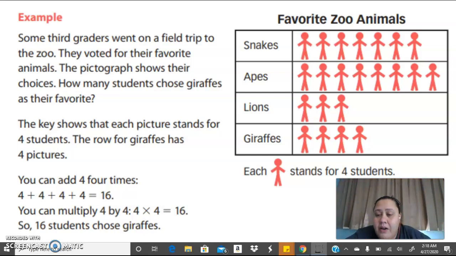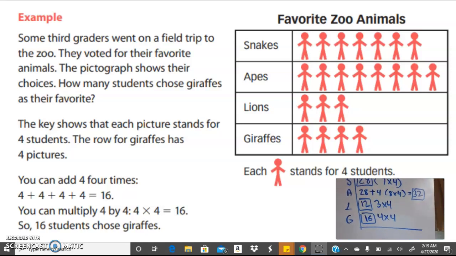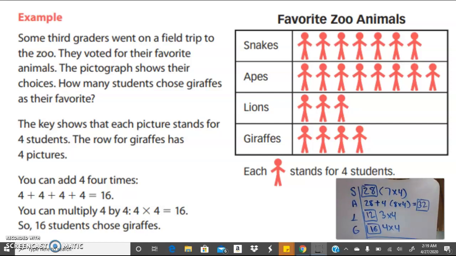Now, when I would be counting my apes, I would have to notice that, hey, the apes are only 1 extra stick figure from the snakes. So instead of having to count all the way back from 0, we want to save time so we can get to the next problem. This is testing strategies. You have to notice these things. You have to notice that this is only 1 more than the snakes. And we just took our time to count the snakes and realized it was 28. So we just have to add 4 more to realize 32 was the count for apes. And we do this for each of the animals in the graph just to get our numbers and our data.